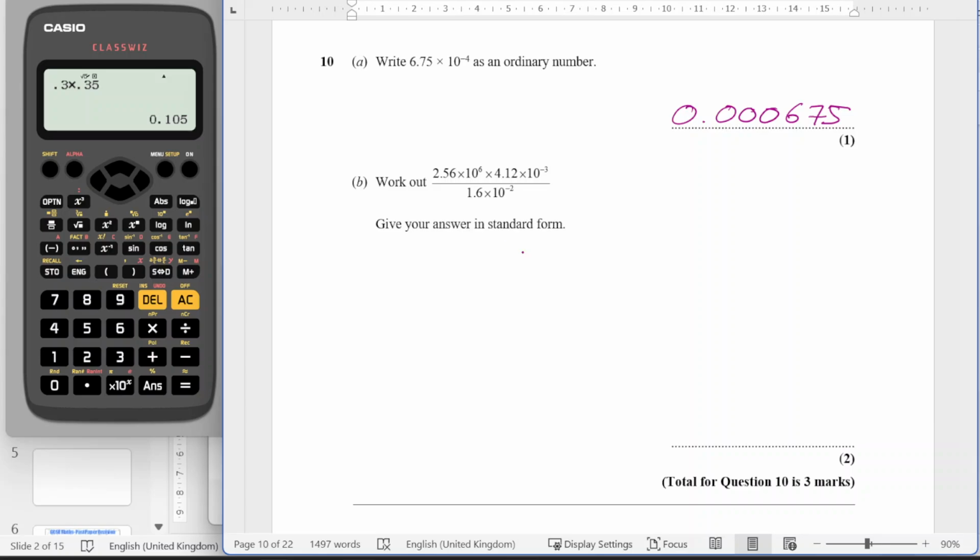Okay, work out, giving your answer in standard form. So I'm going to just type this into my calculator in standard form. So fraction button, then I'm going to put it in brackets, although I don't think I actually need to. 2.56 times by 10 to the 6. That's my first standard form. I want to times that by, same process, 4.12, and I've mistyped, should be 4.12.